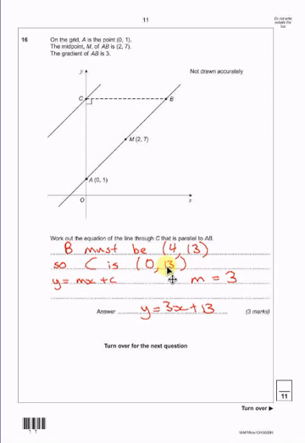Once I know it's 0, 13, that helps me a lot, because if I use y equals mx plus c, remember c is where it crosses the y-axis. So now I know it crosses at 13. All I need is m.